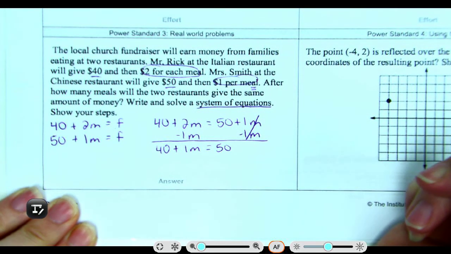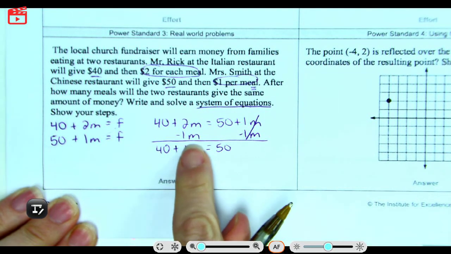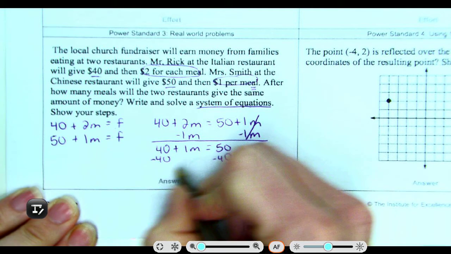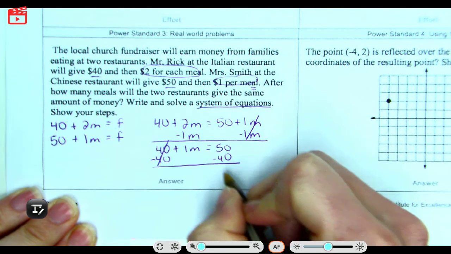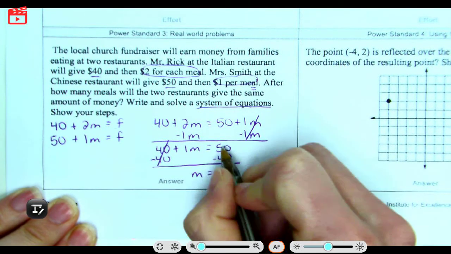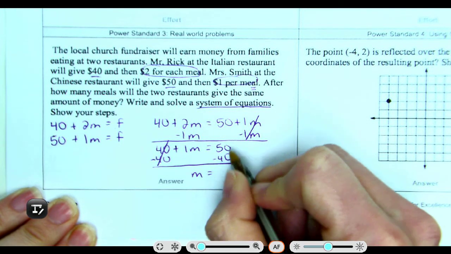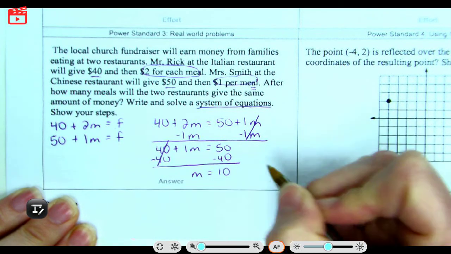Now we have to solve this two-step equation. I'm solving for m, so I have to get rid of the 40. So I'm going to combine that with a negative 40. Whatever I do to one side, I do to the other. So now I have 1m equals 50 plus a negative 40, which is 10.